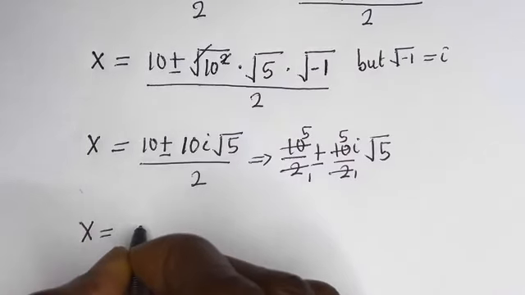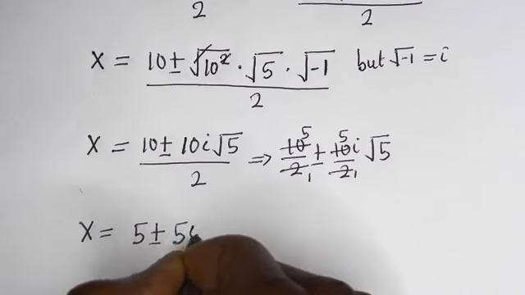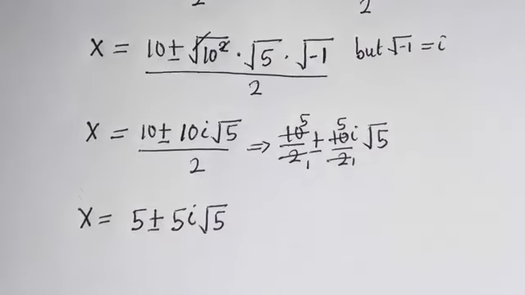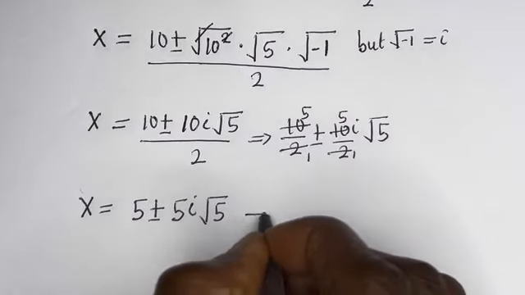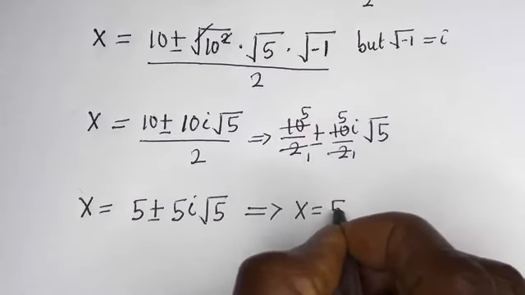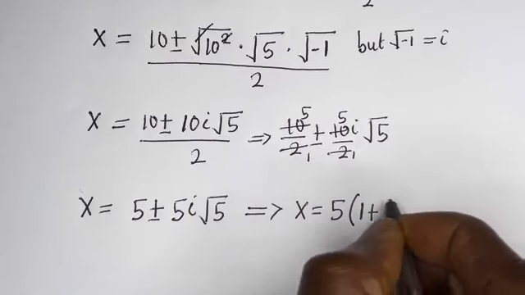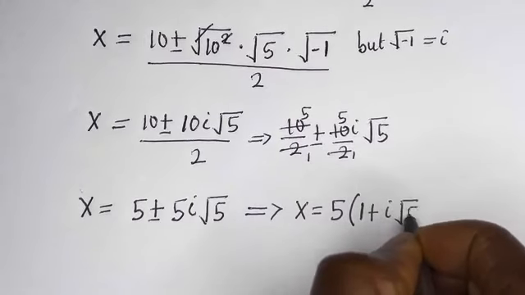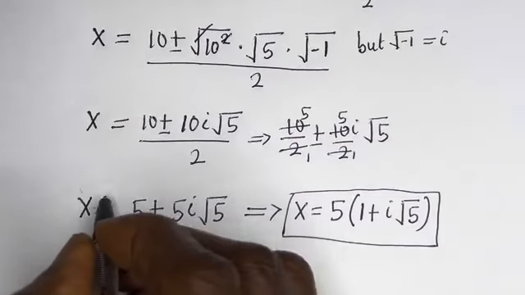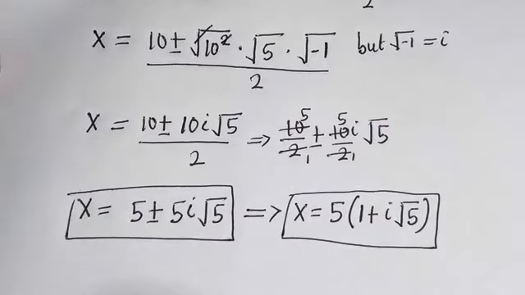s is equal to 5 plus or minus 5i square root of 5, which can be written as s is equal to 5(1 plus i square root of 5). So this is the final answer for s, and this is also the final answer for x. Then we've gotten the value of s.